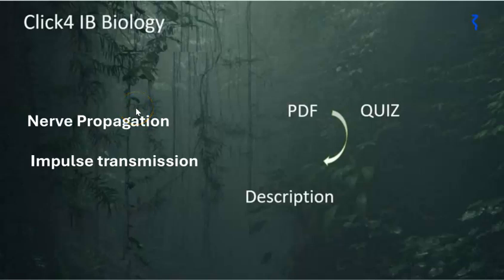Here we're looking at the transmission of a nerve impulse along the axon, which is called nerve propagation or impulse transmission.